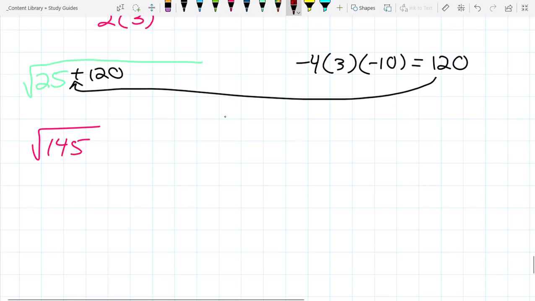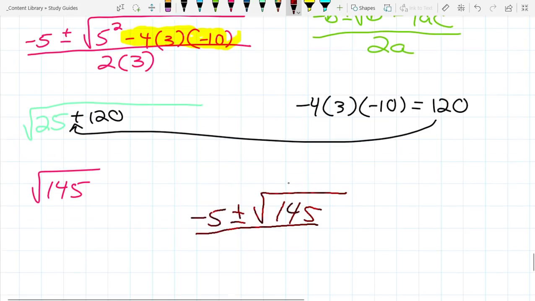So now let's take a look at where we're at. We now have negative 5 plus minus the square root of 145 over 2 times a. And let's finally just do the 2 times a. 2 times a ended up 2 times 3, so that is a 6.